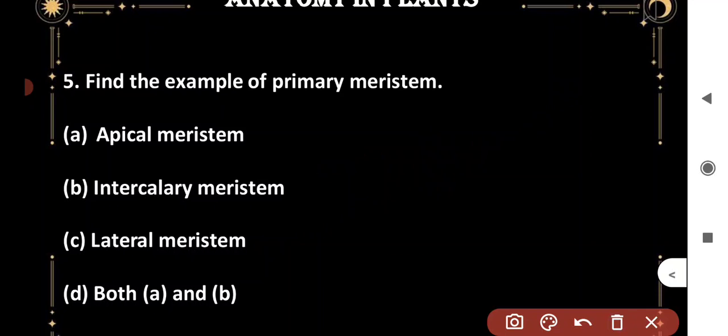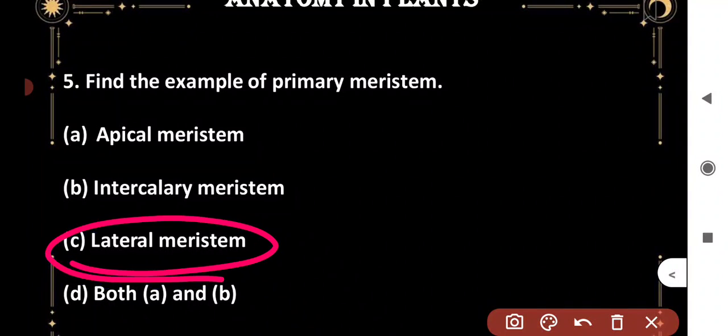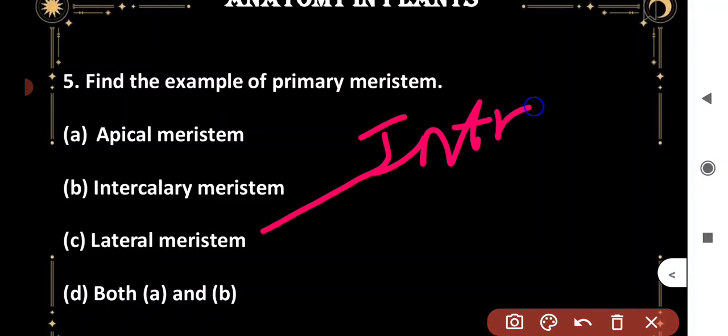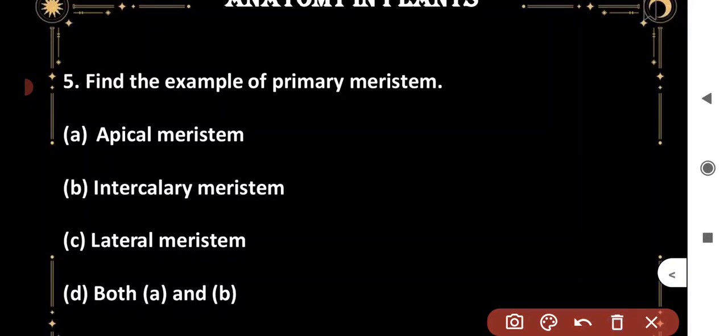So you cannot say that all lateral meristems are primary. Only one lateral meristem, intrafascicular cambium, is primary, and the other, interfascicular and cork cambium, are secondary meristems. So option D is correct. It is apical meristem and intercalary meristem. Okay, next question.